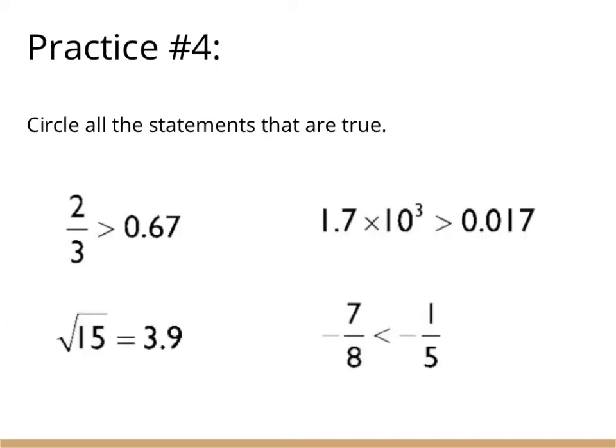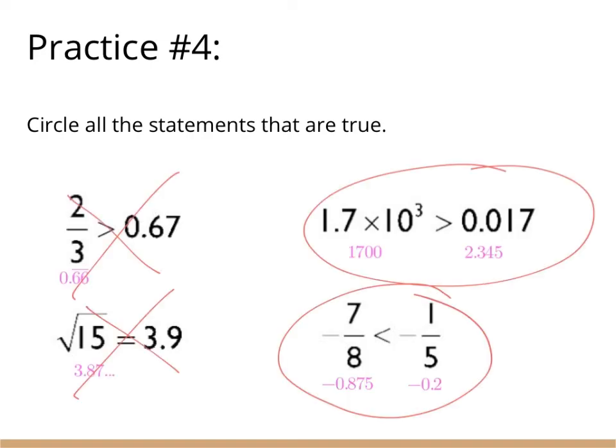Here we are at the last set of practices, practice number 4, and it says circle all the statements that are true. So you're going to have to go ahead and turn everything into a decimal and determine if these statements are true or not. You're going to circle the ones that are true. You're going to leave the ones that are not true either with a large X on them or left blank. So I want you to go ahead and pause the video now, try these problems on your own, then press play again to see if you are right.